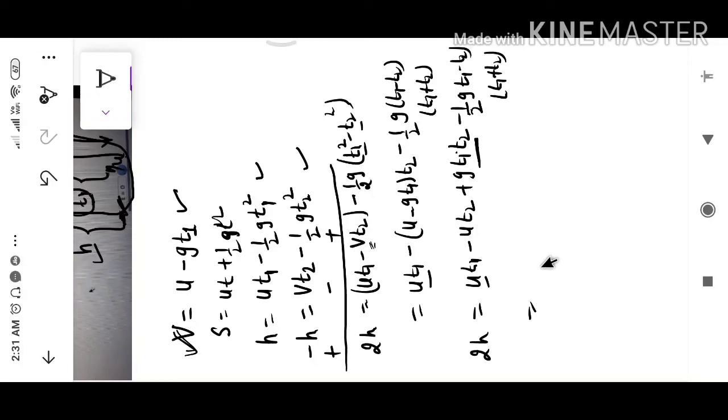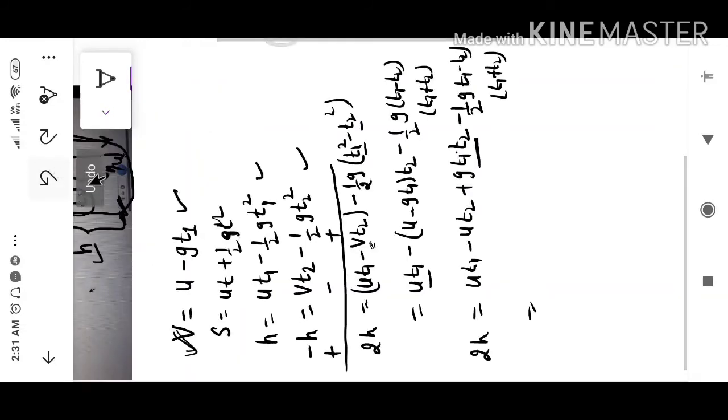Now u is common, take it common. So 2h is equal to u (t1 minus t2) plus g t1 t2 minus half g (t1 minus t2) into (t1 plus t2). Now what is t1 plus t2?